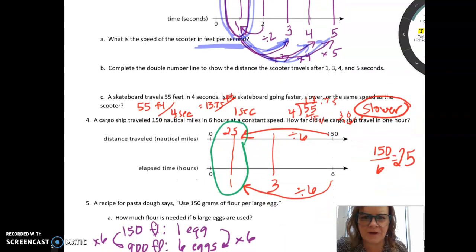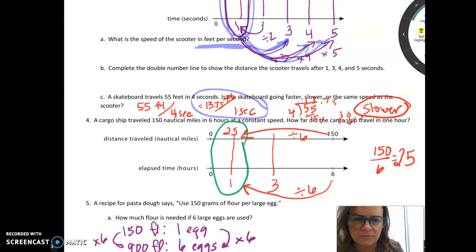And then the skateboarder travels 55 feet in 4 seconds. Is it going faster or slower, the same? So I just did 55 feet per 4 seconds. And there's different ways you could do this, you guys. I wanted to get the unit rate so I could compare it. And so I divided 55 by 4, and I got 13 3/4 or 13 and 75 hundredths.